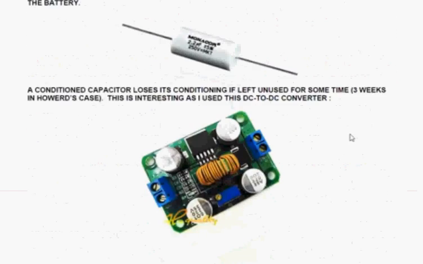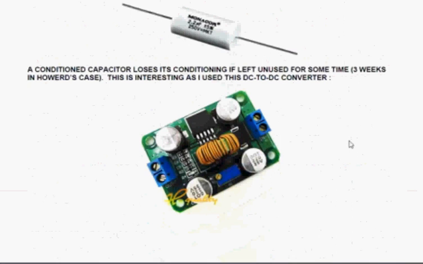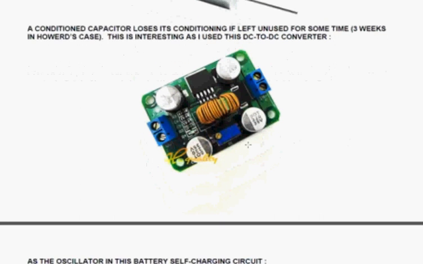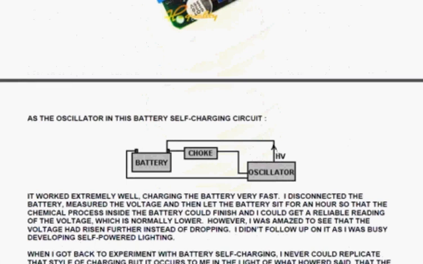Now, he says, importantly, a conditioned capacitor loses its conditioning if it's left unused for some time. In the case of Howard, he found it was 3 weeks. This is interesting because I use this particular DC to DC converter shown here, which is a cheap converter available on the internet. And I used it in this circuit, and I got a bit shocked about this.